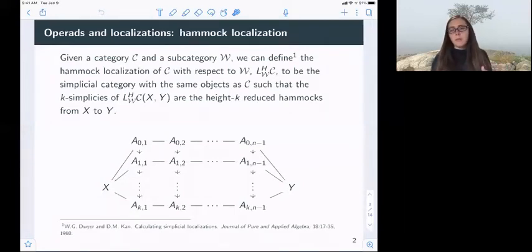And the hammocks assemble into the hammock localization of C with respect to W, which is a simplicial category with the same objects as C, so that the K simplices from X to Y are these height K reduced hammocks. So hammock localization is a very well understood construction, and it has several nice properties. For example, a weak equivalence of categories induces a weak equivalence of hammock localizations. And under certain properties, the hammock localization is equivalent to the classical category of fractions.